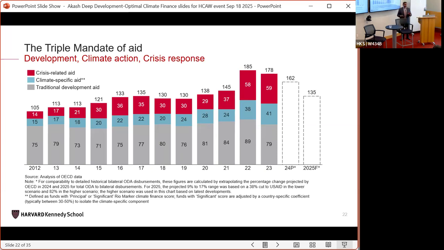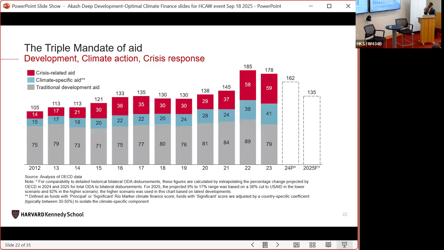This is what we call the triple mandate of aid. We actually started this project thinking about the dual mandate between development and climate, but then we saw this big red piece, and crisis is taking on a big piece. Part of the motivation of this research was also the fact that, looking forward with USAID and all the other developments, most of the major ODA aid providers are shrinking their aid budgets. This is the projection, and how that will result in adjustments across these categories is also something of interest.